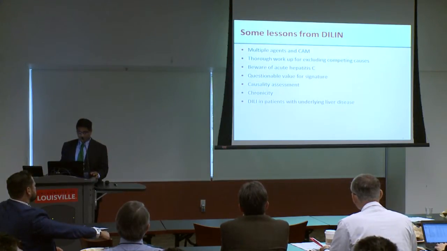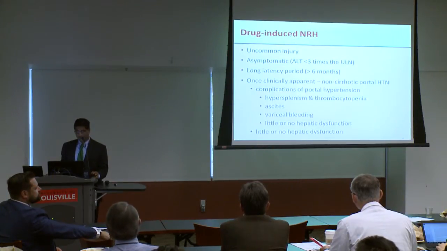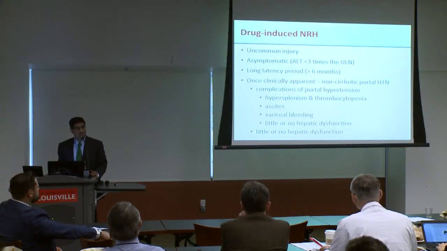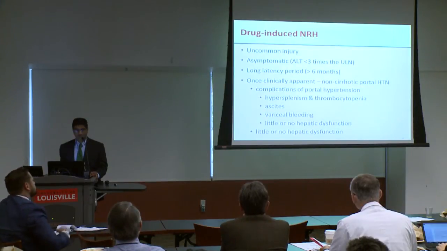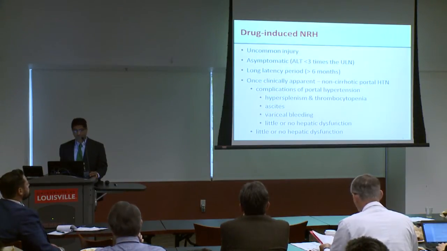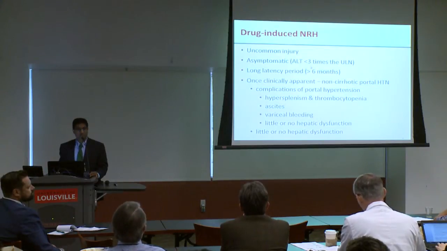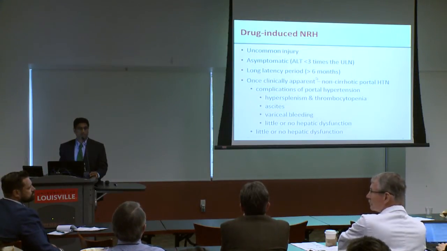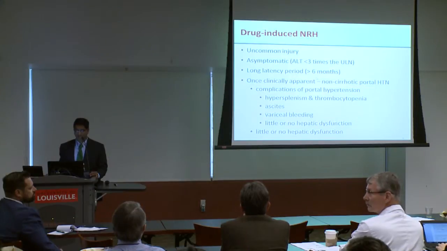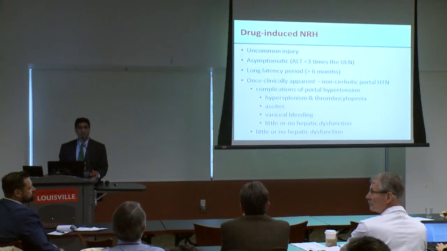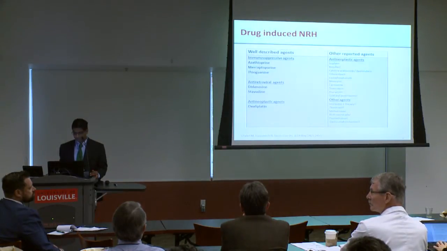We have to worry about other causes such as Hep C, Hep E, and stuff like that. And somebody was asking, is it all ALT? It's not all ALT. We have drug-induced vascular types of liver injuries. ALT is often less than 3 times the upper limit of normal, and the liver injury can occur more than 6 months later. By the time they present with portal hypertension, meaning ascites, bleeding, but no hepatic dysfunction.